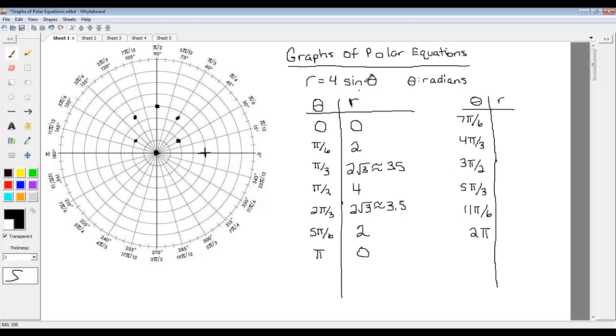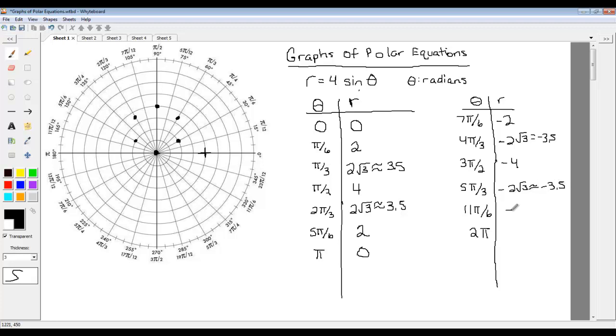Alright, 7 pi over 6, you put that in. Looks like you're going to get -1/2, so you get -2. If you put in 4 pi over 3, you're going to get -2 square roots of 3. If you put in 3 pi over 2, you're going to get -4. If you put in 5 pi over 3, you're going to get -2 square roots of 3 again. And by the way, that's about -3.5, just like this was positive 3.5 over here.